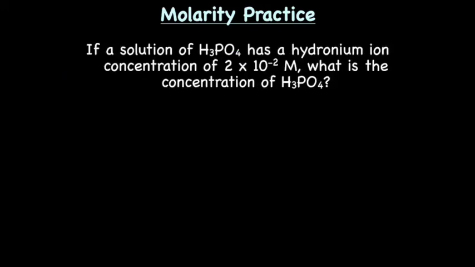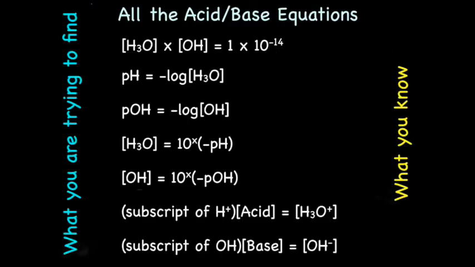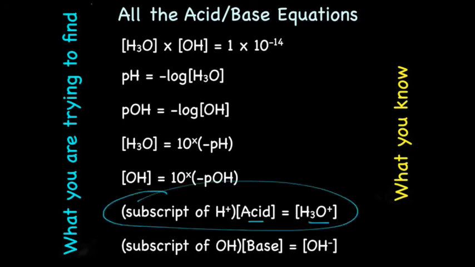All right, let's try one more quick problem. If we have a solution of H3PO4 and it has a hydronium ion concentration of 2 times 10 to the negative 2, what is the concentration of H3PO4, which is an acid? Well, let's go back and look at our formulas and see what we can use. Keeping in mind we have the H3O concentration, and we want to find out the concentration of the acid. We know the H3O concentration, so why don't we use that formula right there?